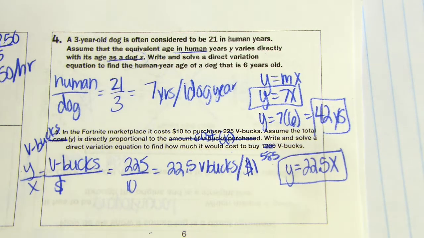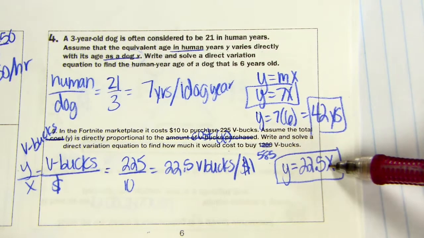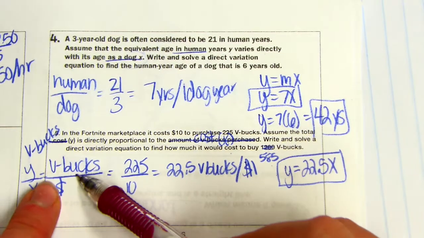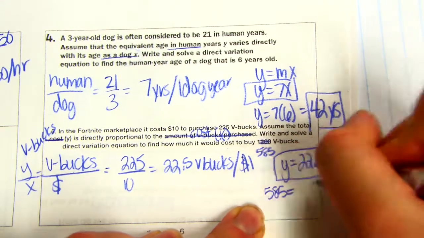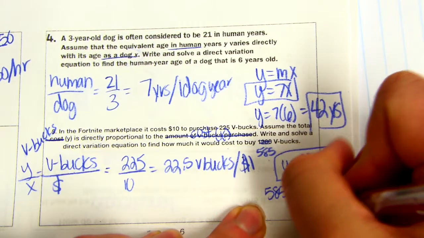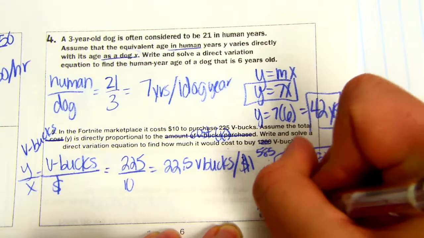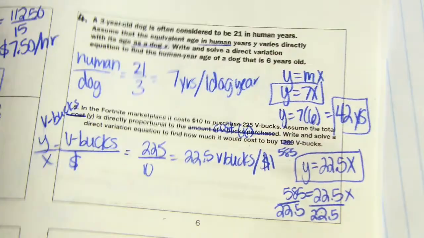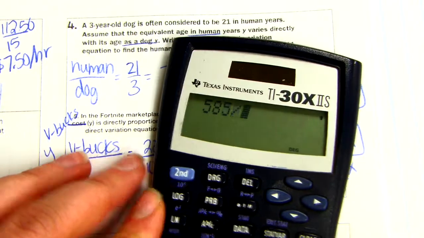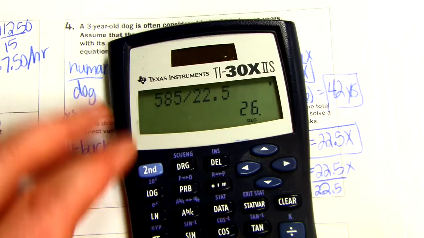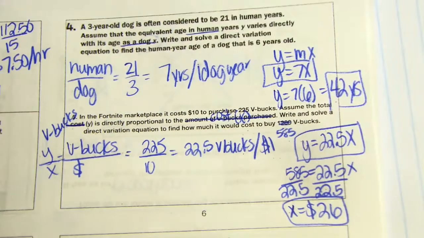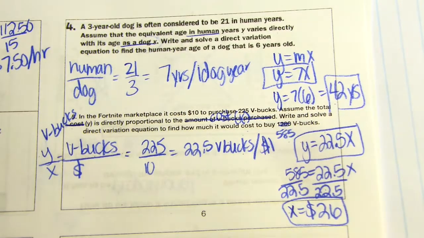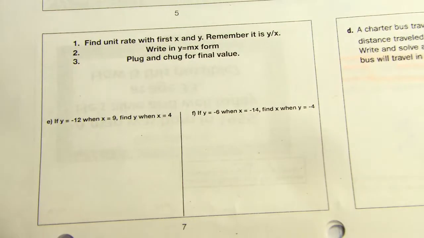Now it says to find out how much it would cost to buy 585 V-Bucks. So is that an x or a y? Do I plug that in here or here? Y are the V-Bucks. So we actually plug this in for y. So 585 equals 22.5 times x, divided by 22.5. I think we get like 26 or something. So it would cost us $26 for 585 V-Bucks. Tricky.